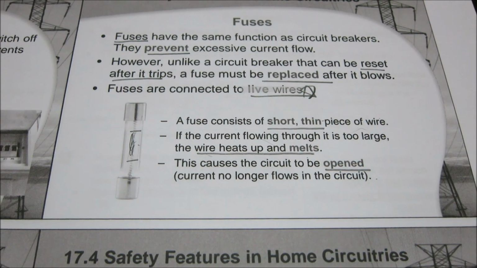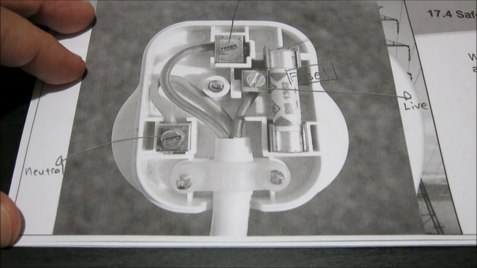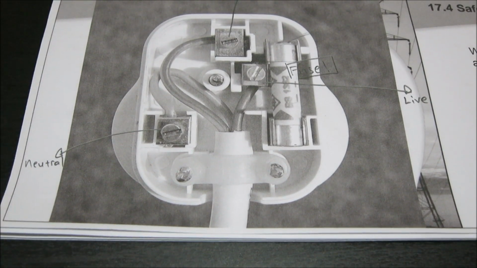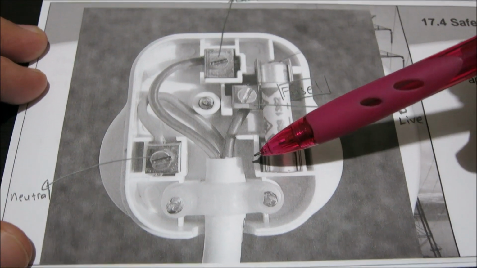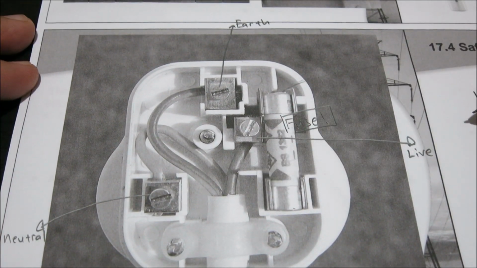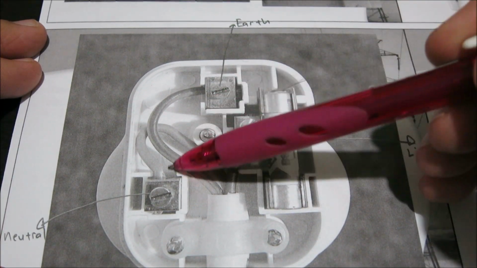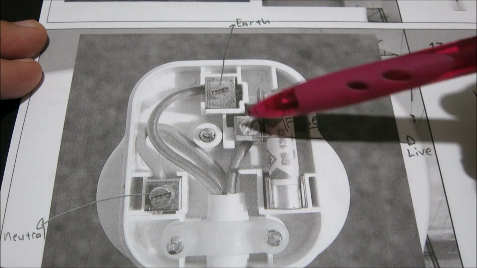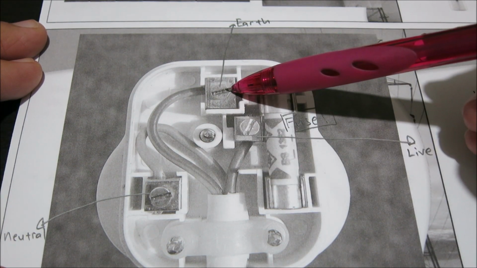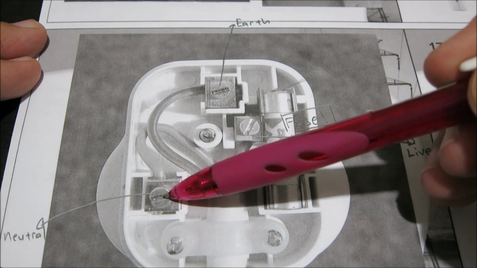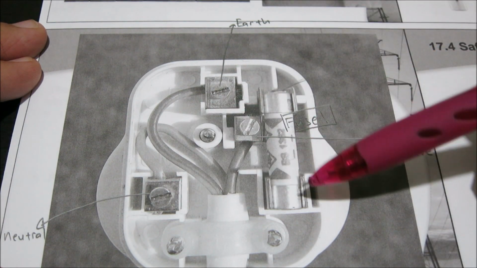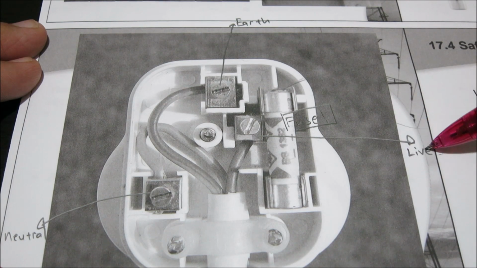Now, where are fuses found? Fuses are found in your 3-pin plugs. So if you have a 3-pin plug, this is what it looks like. Just to briefly tell you so that we can discuss it a little bit later, there are 3 pins. The top pin is called the earth pin. The one on the left is called the neutral pin. The one on the right here is called the live pin.